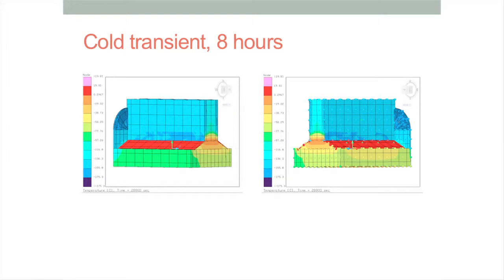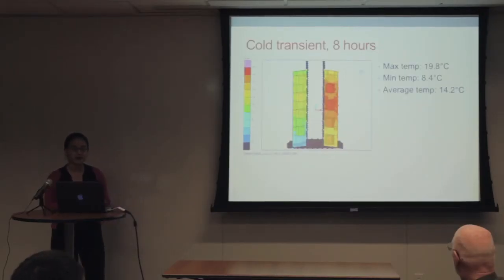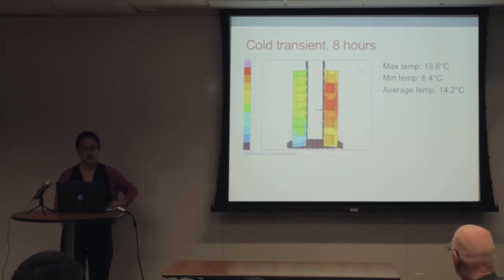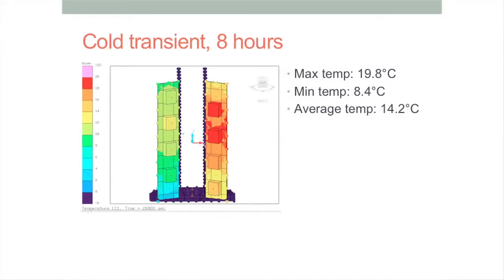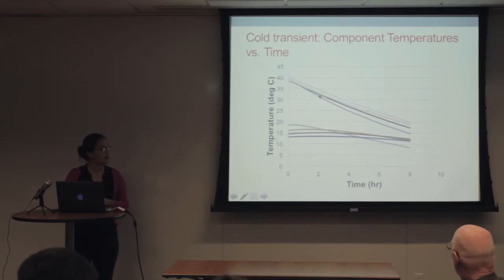The Resolve people wanted about 2 to 3 hours, and I figured I could give them much better than that. So my cold transient, after 8 hours, yielded temperature ranges between about 8 and 20 degrees Celsius, well within what they wanted, much more time than they originally wanted. So Resolve will be very happy to know this. And here's a graph of the temperatures versus time. These ones up here are on the hot side, and these here are on the cold side.